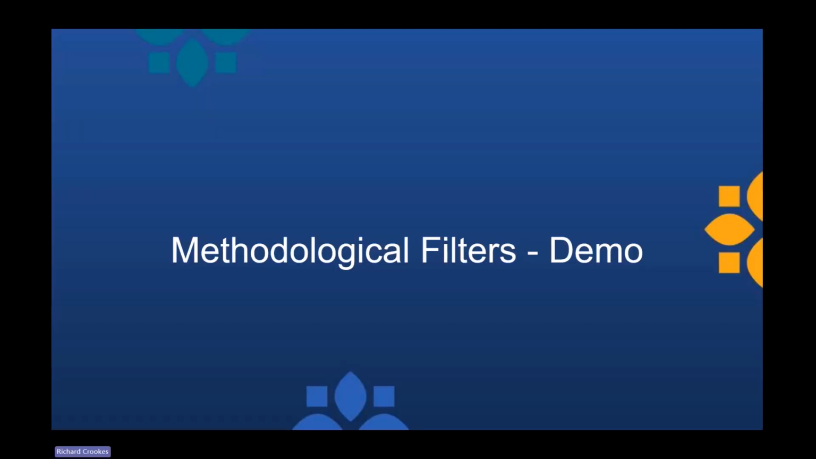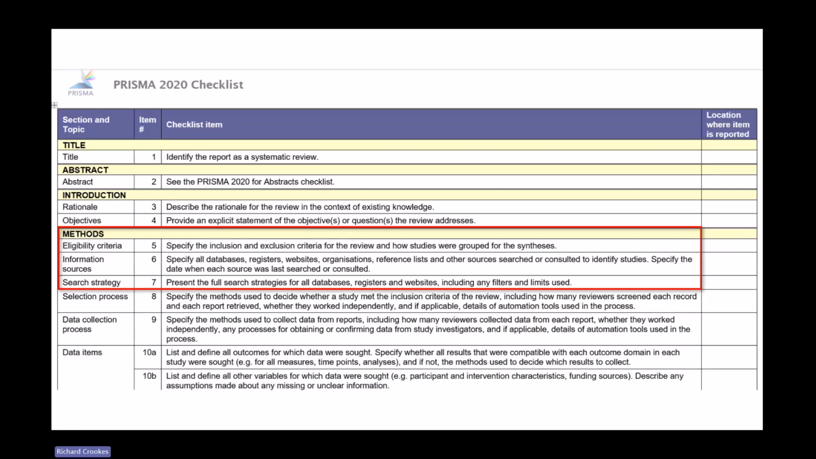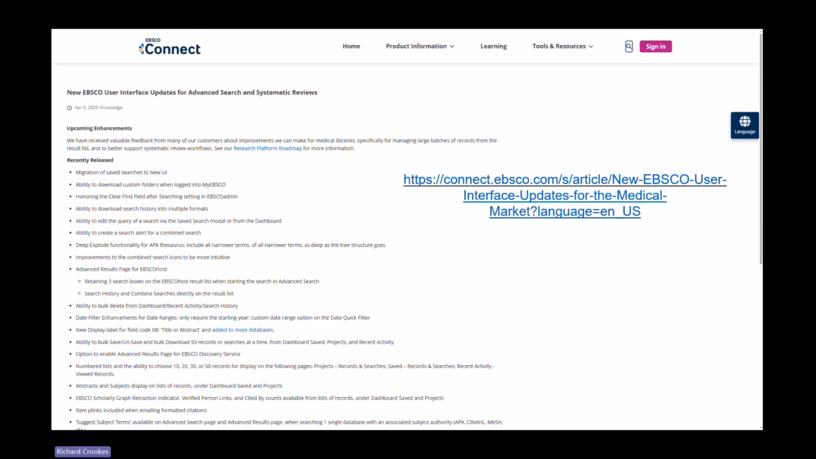So we had the demonstration of the filters just briefly there. A reminder that we're always endeavoring to meet the PRISMA guidelines, the PRISMA checklist, in terms of reproducibility and the search strategy, so we can present the full strategy to you. There are some enhancements coming to it as well, which I'll allude to in a moment. This page is probably the key page to go to, because it gives you the new interface updates for advanced search and systematic review. These are specific elements which would impact, in a positive way, what you're doing in terms of supporting systematic reviews. So I recommend checking that page for the updates.